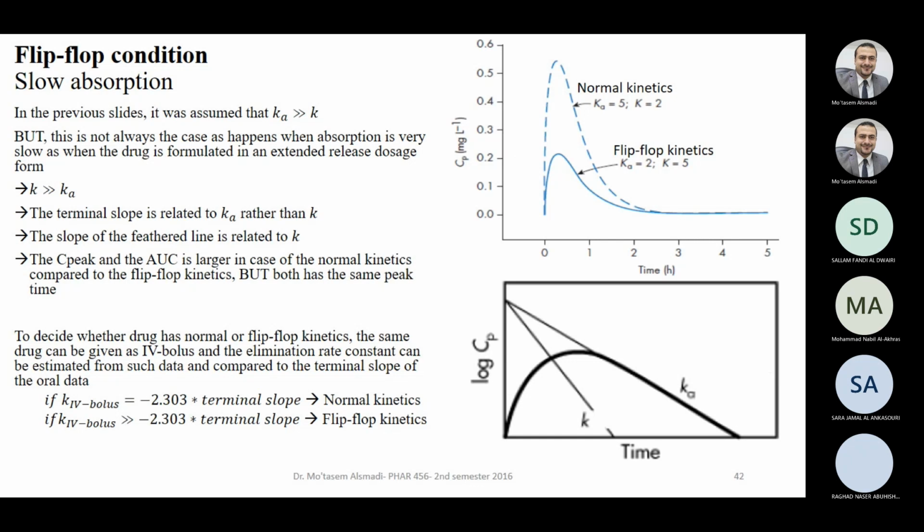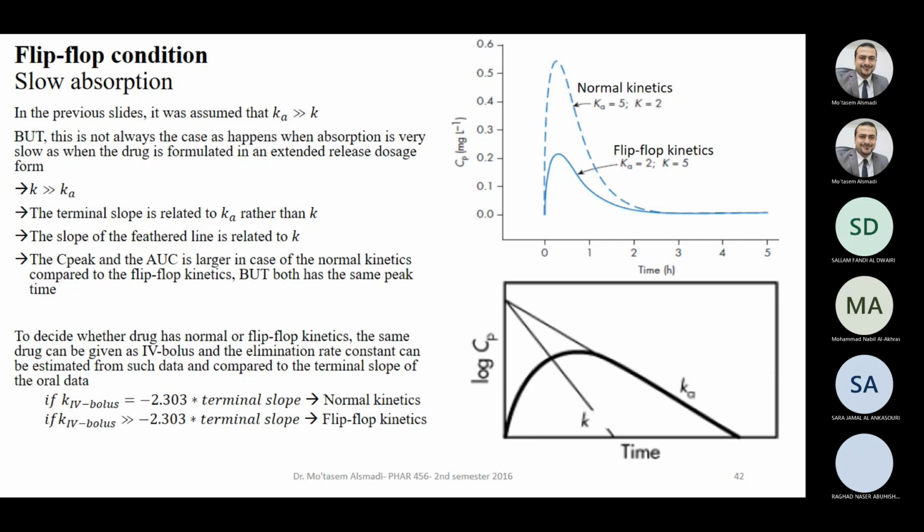A formulation, for example, if you have a sustained release, usually sustained release formulas have a slow rate of release, which will be associated with slow rate of absorption. So this happens when you have a sustained release formulation, not a delayed release. It happens when you have a sustained release.